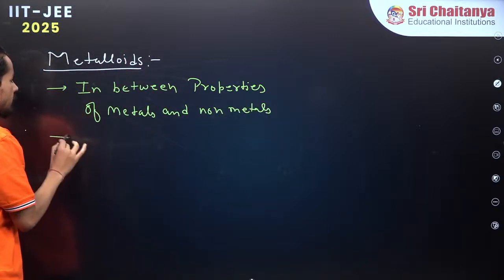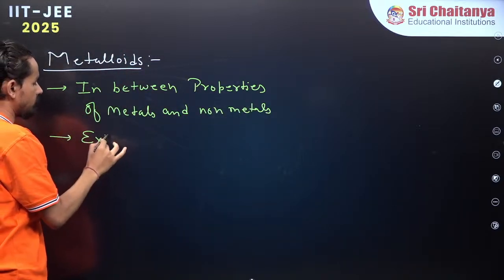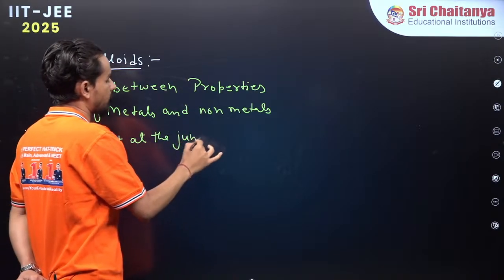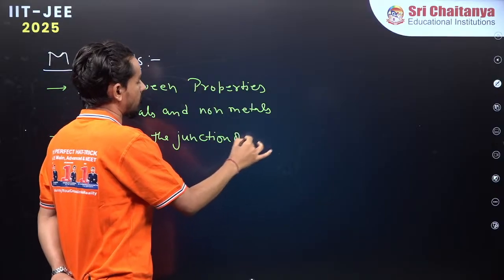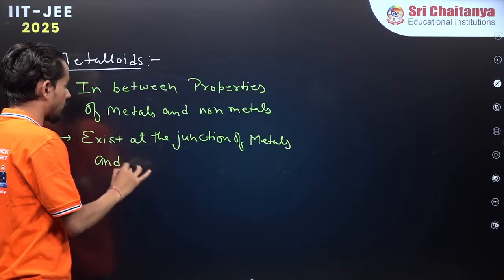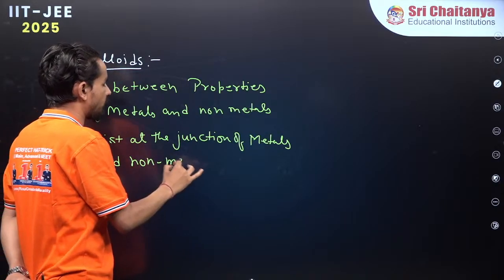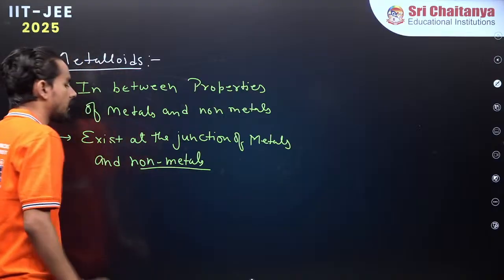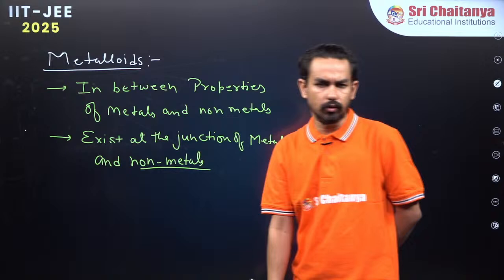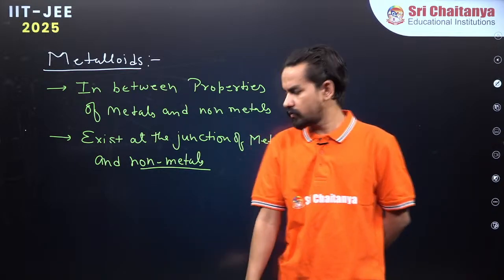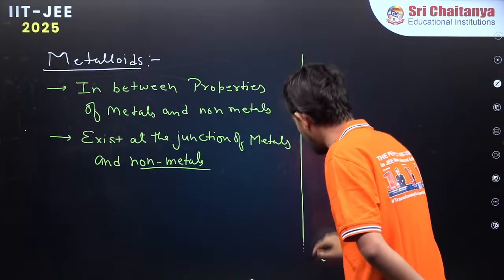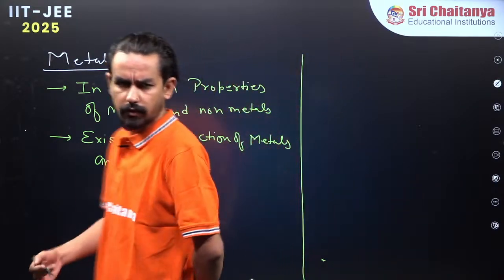That is also very easy. They exist at the junction of metals and non-metals. That means wherever metals meet non-metals, some of the metalloids exist. Usually they are only 6-7. They are not in a high number, they are usually very few. That's it. This is all about metalloids and their positions. You will get to know their properties. Wait for that.